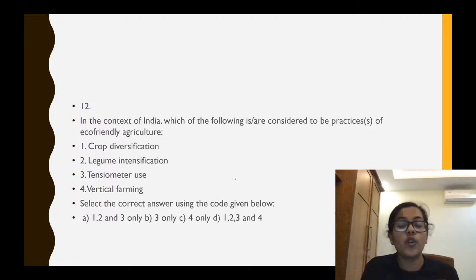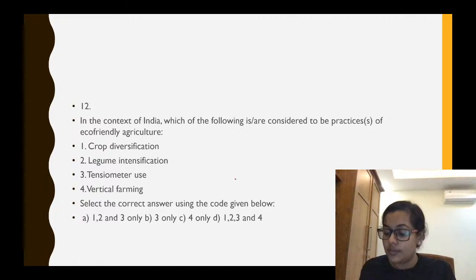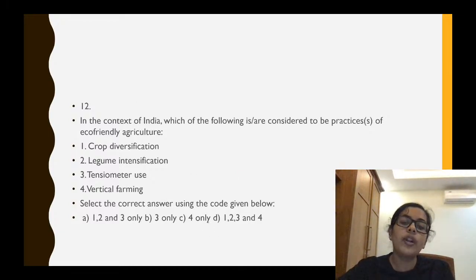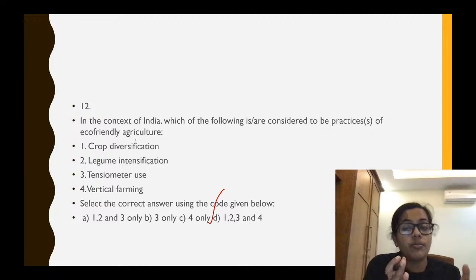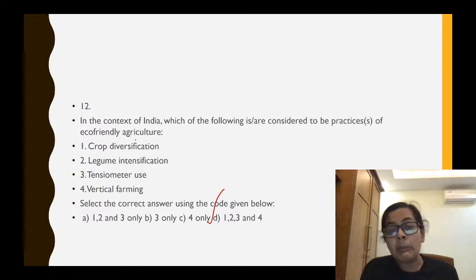In the context of India, which of the following are considered to be practices of eco-friendly agriculture? Crop diversification, legume intensification, tensiometer use, vertical farming. All four are the answer. This is all a direct question. You get it from the previous UPSC question paper.